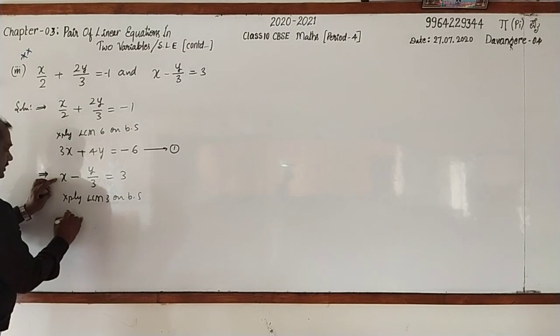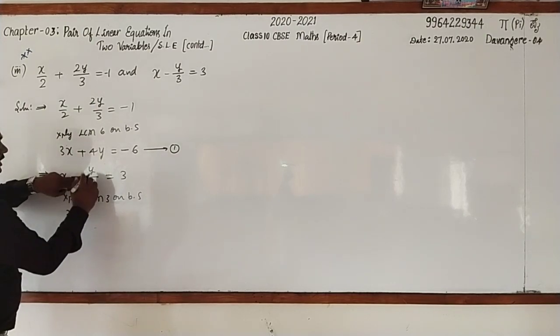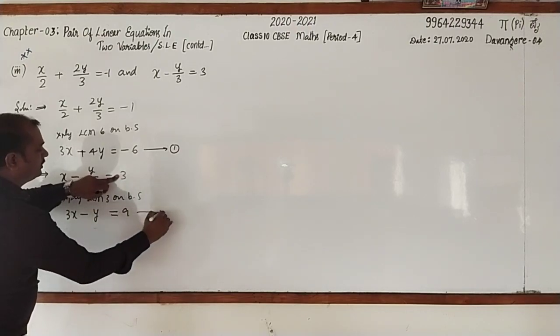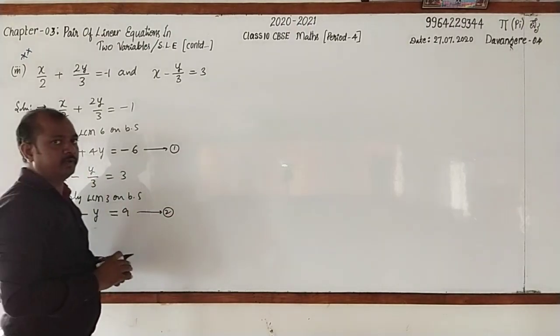Here 3 into x, 3x. Multiply 3 here, the 3 and 3 get cancelled, y only. Multiply 3 here, 3 3s are 9. You may call it the second equation.